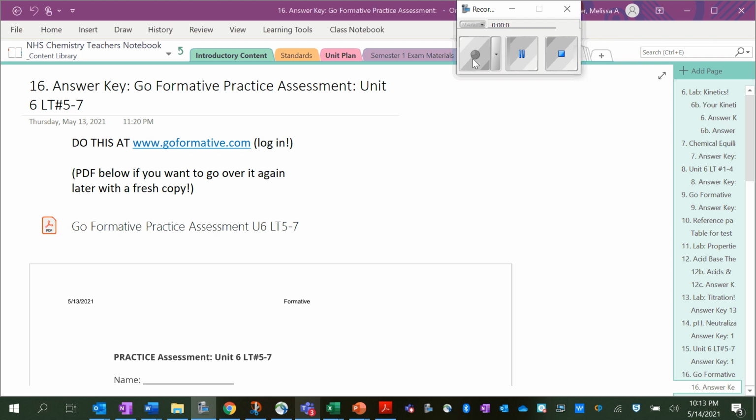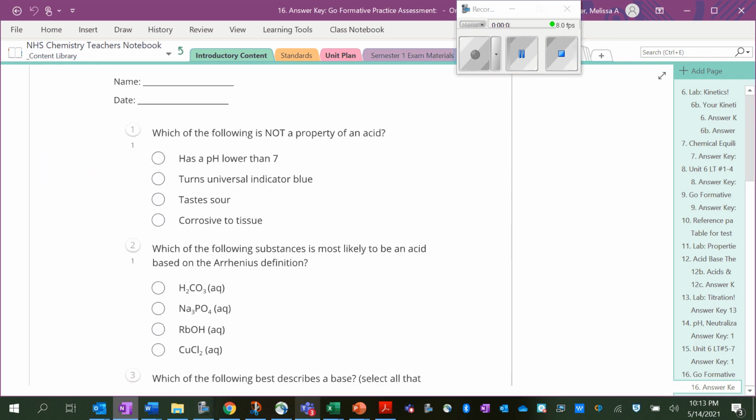All right, let's talk about the Go Formative Practice Assessment. First question, which is not a property of an acid? pH lower than 7. No, that's true about an acid. Turns universal indicator blue. That's not a property. It actually turns it red. Yep, and acids taste sour and they're corrosive.